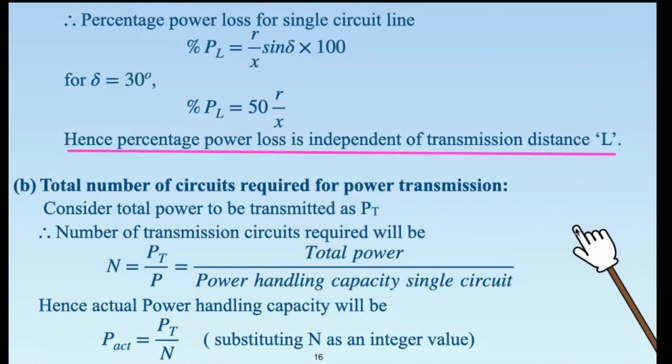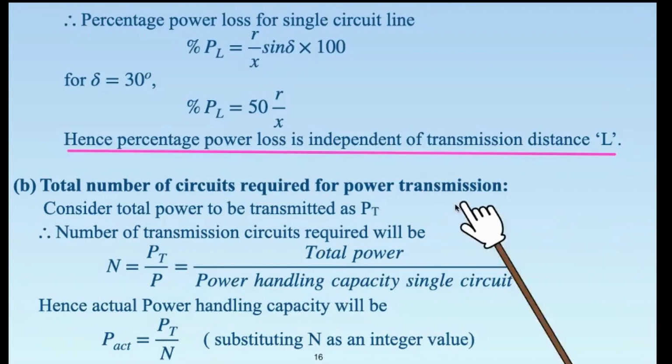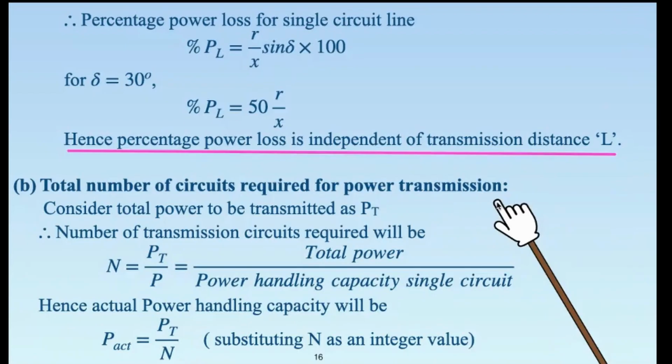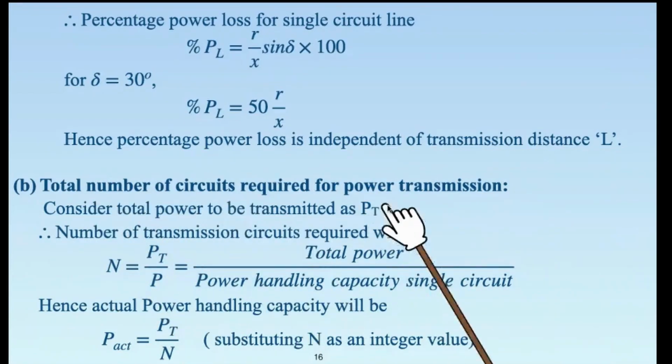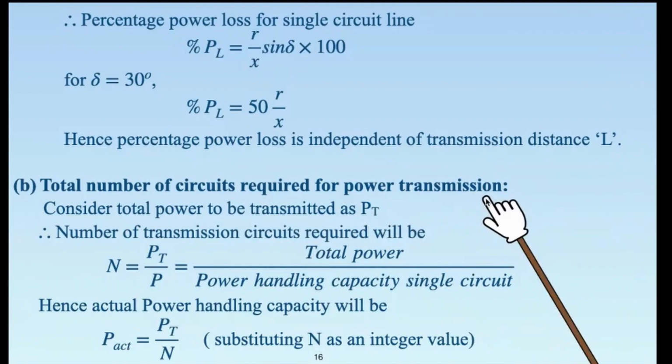Now we move ahead further in terms of deriving yet another equation which will be used for the purpose of calculation, but not asked in examination as a matter of derivation. Okay. So that is the total number of circuits that are required for power transmission. As I have told you, power transmission capability for a given transmission network voltage and transmission distance is limited by that equation E square sin delta upon XL, right?